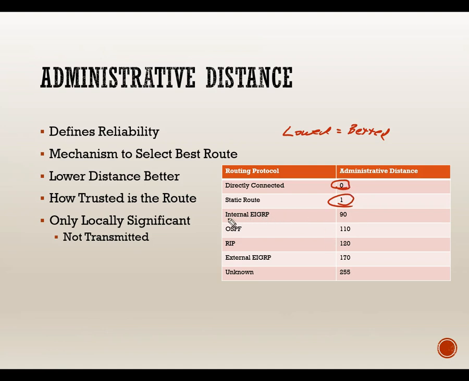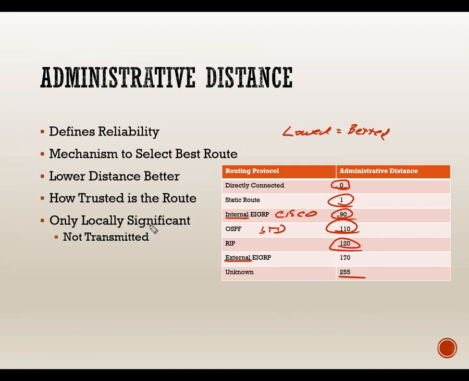Internal EIGRP, because there is also an external EIGRP, is Cisco proprietary, which they have shared with everybody. It is 90, and it is the most trusted of the dynamic routing protocols. OSPF, Open Shortest Path First, the standard that we would use, has an administrative distance of 110. And then RIP is 120. External EIGRP is 170, unknown 255.